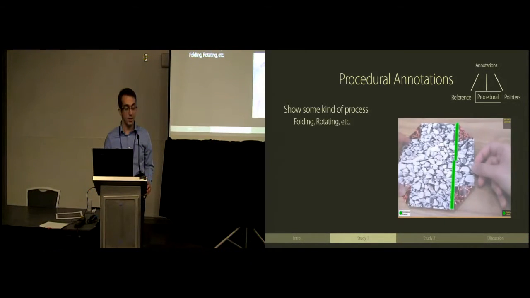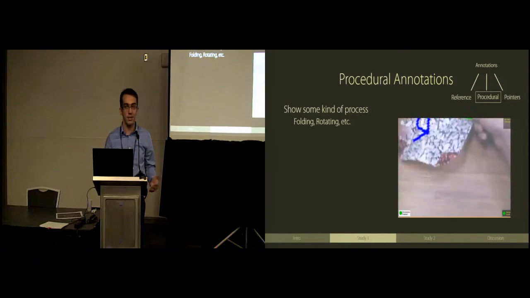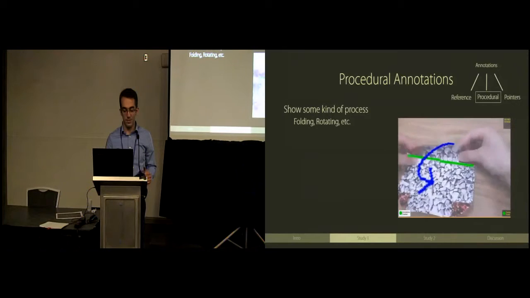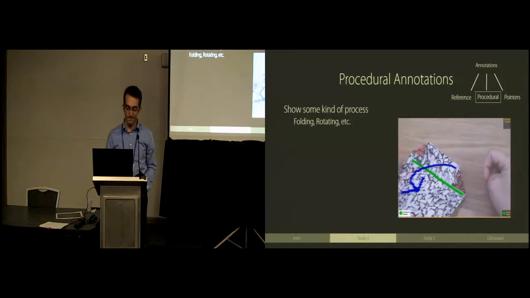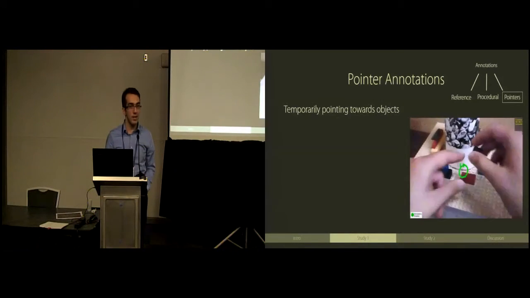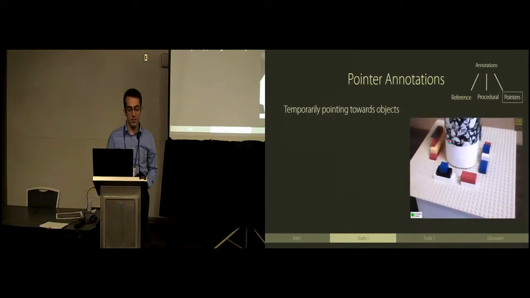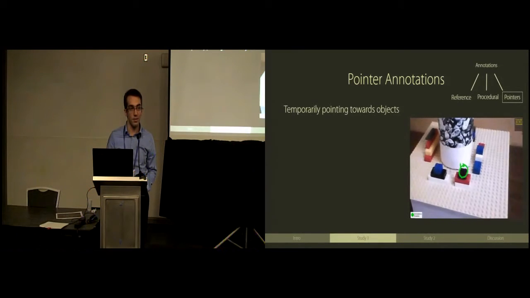Then we had the procedural annotations that show some kind of process, like folding or rotating objects. And this is one from the origami task. And we had pointer annotations that were used to temporarily point towards objects in the scene. So this one is from the Lego repair task.